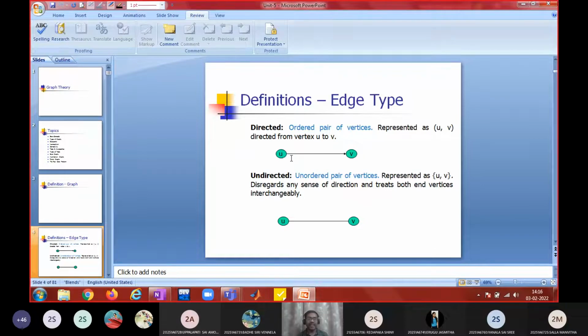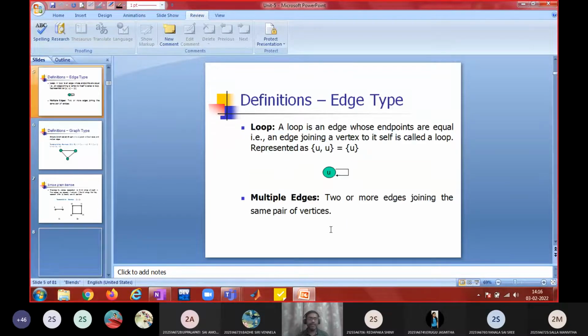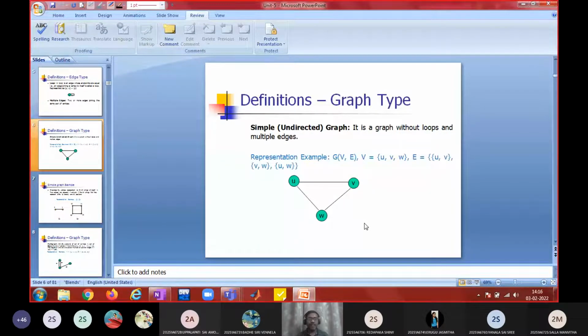In case of a directed graph, arrows will be there, and in case of an undirected graph, you will see just a line. And what is a loop? An edge connecting a vertex to itself is called a loop. What are multiple edges? If there is more than one edge joining two vertices, they are called multiple edges. And what is a simple graph? A graph without loops and multiple edges is said to be a simple graph.